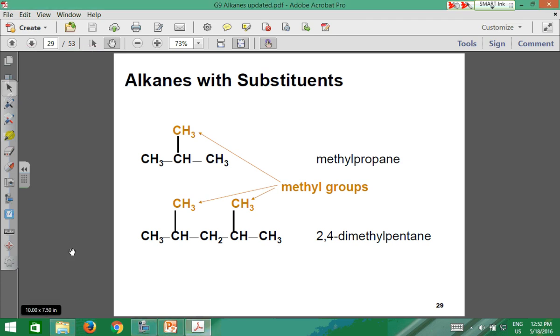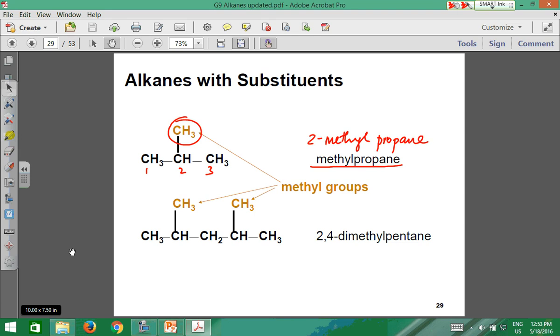Here naming can be given like this. So here if it is 1, 2, 3 and there is a methyl, I'll tell it is methyl propane, or specifically, if you want to write, 2-methyl propane. This will be 2-methyl propane.